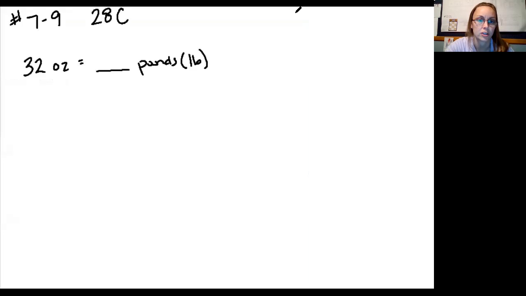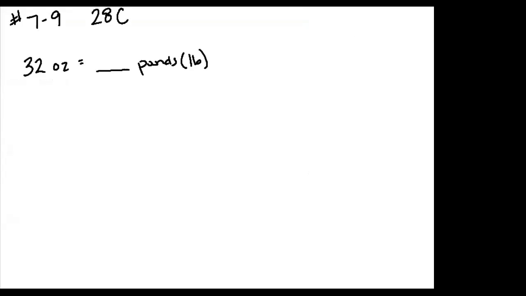Okay, we're gonna start with 28C, numbers 7 through 9. So the question asks, 32 ounces is how many pounds? Okay, so the first thing is we need to know that there are 16 ounces in 1 pound.